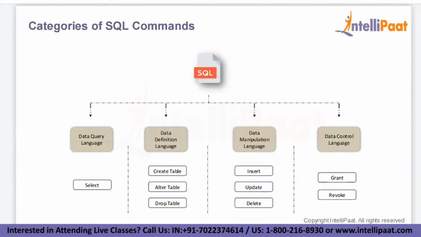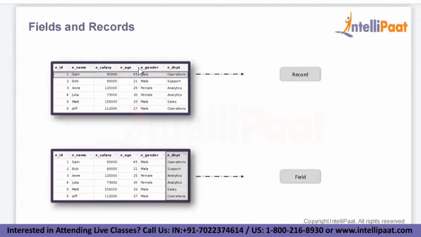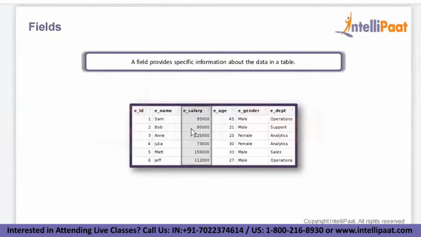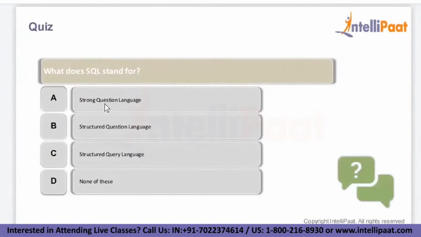And you should know another important one. What does a table mean? A table is nothing but a collection of rows and columns. And this is called a field. A field is nothing but specific information about a column. And here are the records, where individual information is provided, which is termed a record. And again, what does SQL stand for? Structured Query Language.